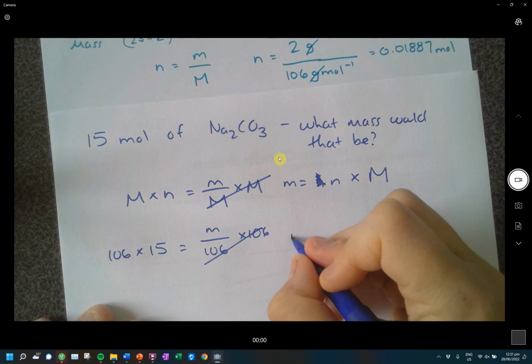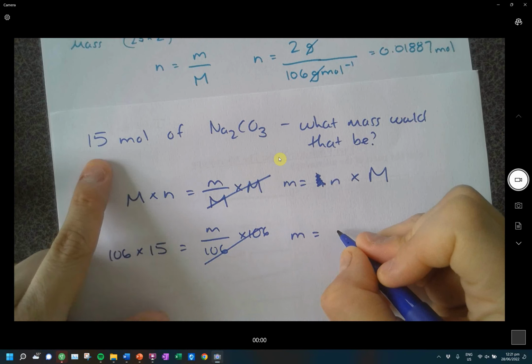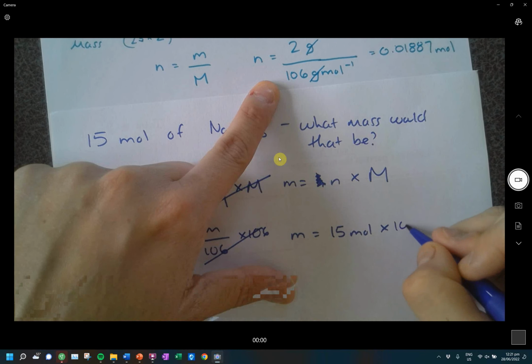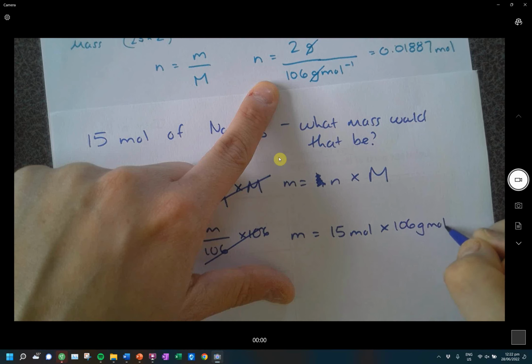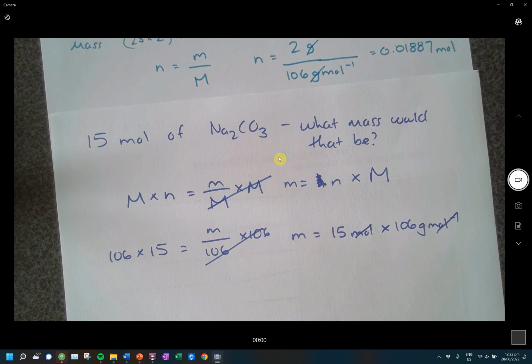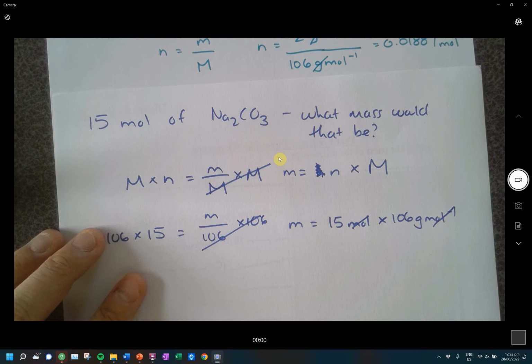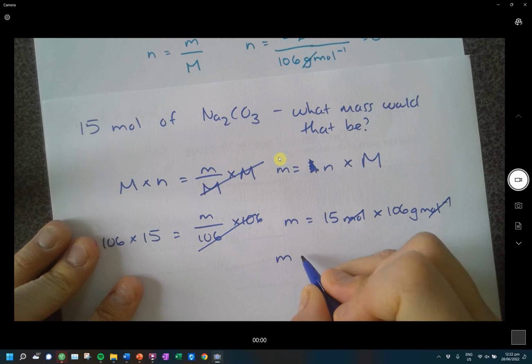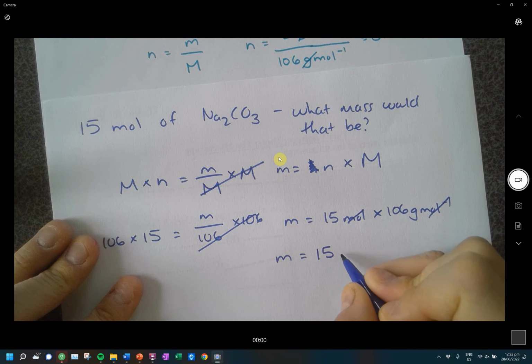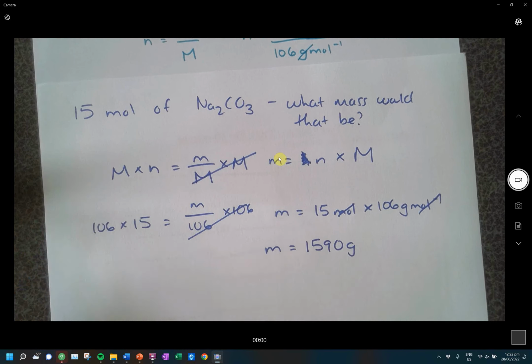All right, so mass is going to be equal to the moles. So I have 15 moles times the molecular mass, which we solved earlier, 106 grams per mole. The moles cancel out, so I just have grams. So I would do 15 times 106. So I would need to weigh out, if I wanted to get 15 moles, 1,590 grams. That's what I would weigh out on a scale to get 15 moles of sodium carbonate.